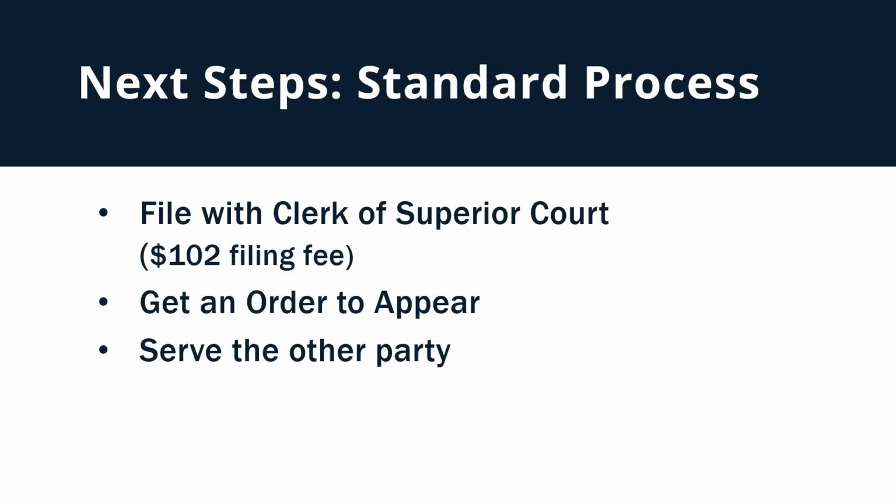And if applicable, send a copy of the petition, your AFI, and a copy of the order to appear to DCSS. Then, file the proof of service on the other party and DCSS if applicable with the clerk of Superior Court. Finally, prepare for the conference and hearing. Bring copies of what you filed and any supporting documentation in case there's a challenge.